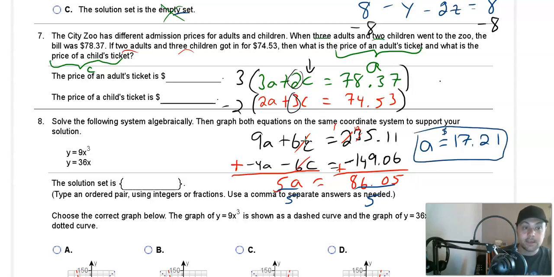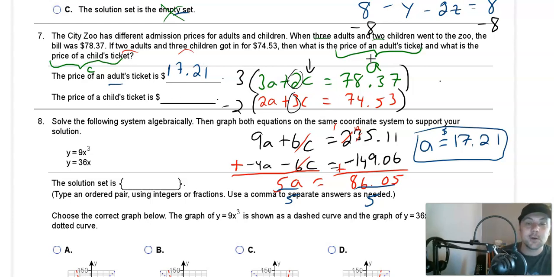I still need to find the price of the child ticket, so make sure you put these in the right box. On your test, if you put these in the wrong box, I might take off a point because it maybe indicates you didn't know which one was which. Or it could just mean you were being a little bit careless and you knew, but you just didn't pay attention. So pay attention.